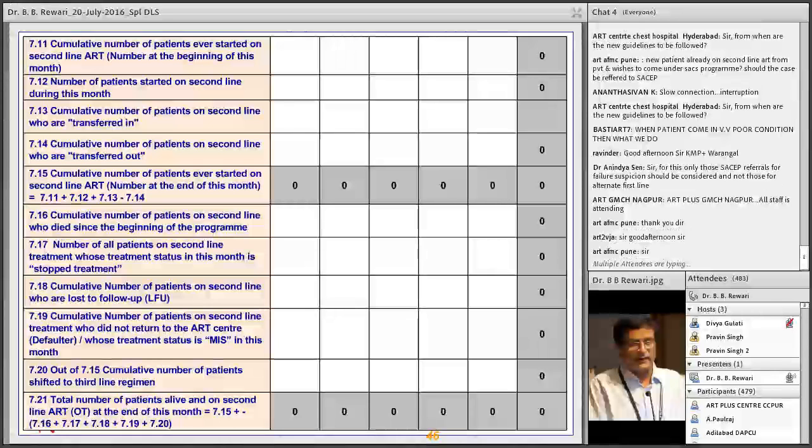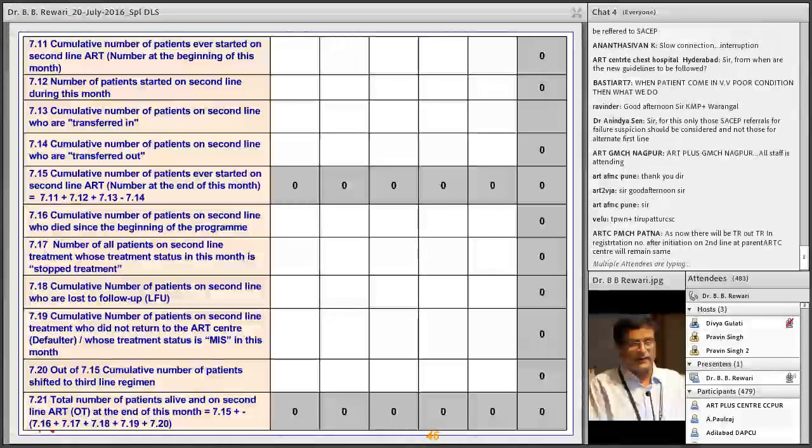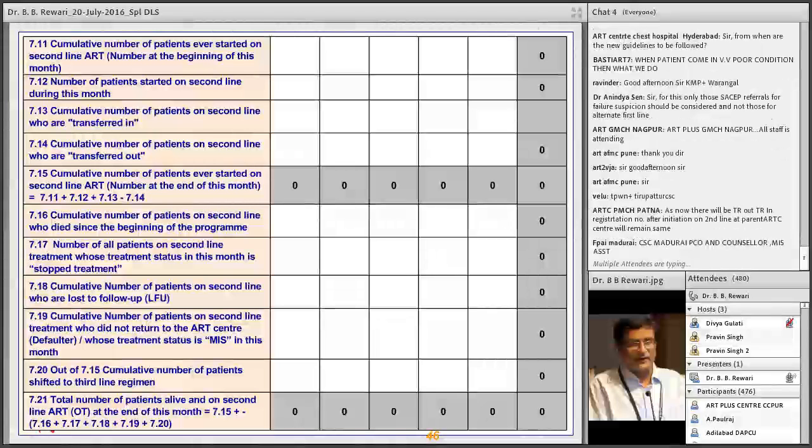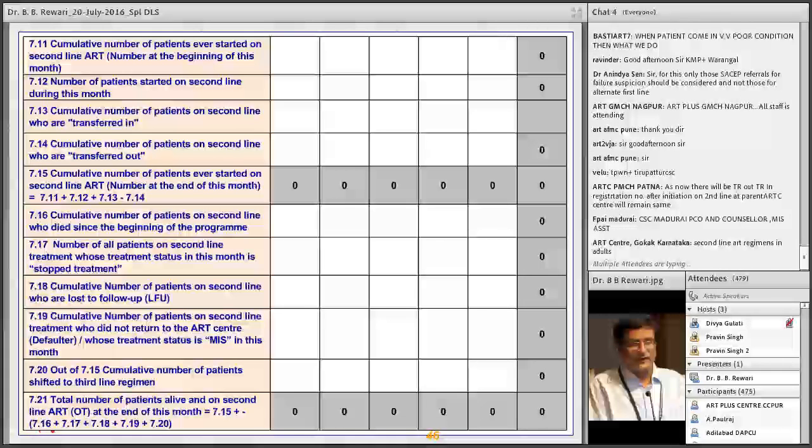So what is the cumulative number of patients ever started on second line ART? Number on second line in this month, cumulative number transferred in, transferred out. Cumulative number ever started will again be a total of this minus those who have been transferred out. Similarly, died, stopped treatment, LFU, did not return, missing, and number shifted to third line. This is a change. Some of the patients on second line may be shifted to third line.